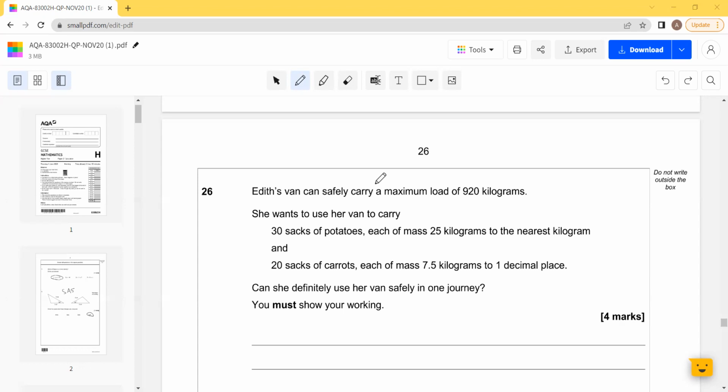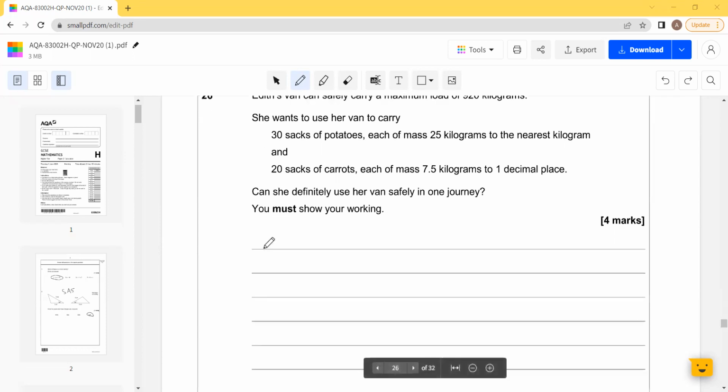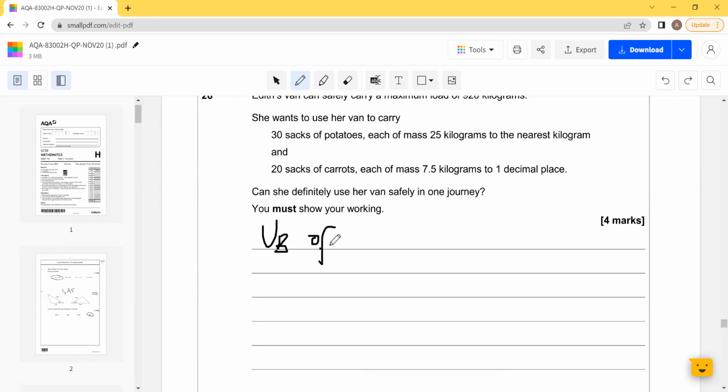So let's say that we have our values of 25 and 7.5. We want to see what happens if we take the upper limit. So let's say we take the maximum. So we take the upper bound of the weight of a sack of carrots and a sack of potatoes. So if we take the upper bound of potatoes, that will be equal to 25.5.